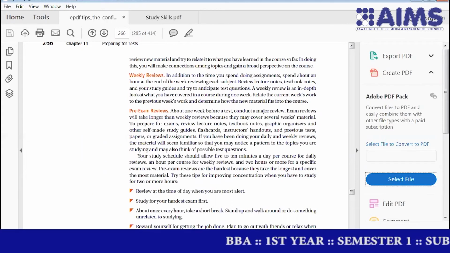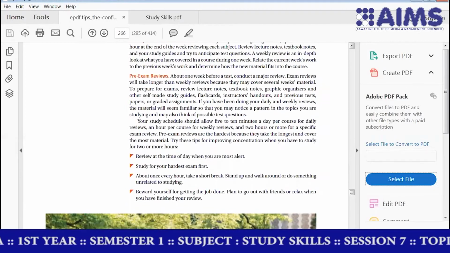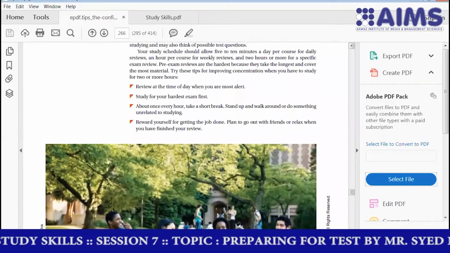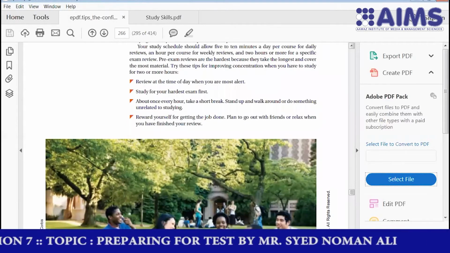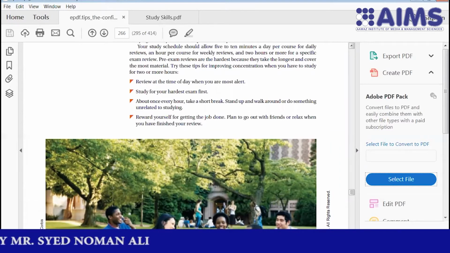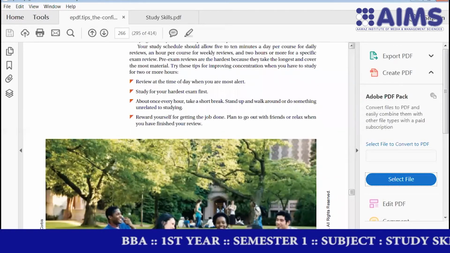Weekly reviews and pre-exam reviews are there, and review at the time of day when you are most alert. Mainly the morning time is very good, when you are very sharp and effective. And study for your hardest exam first. After about an hour, relax yourself.